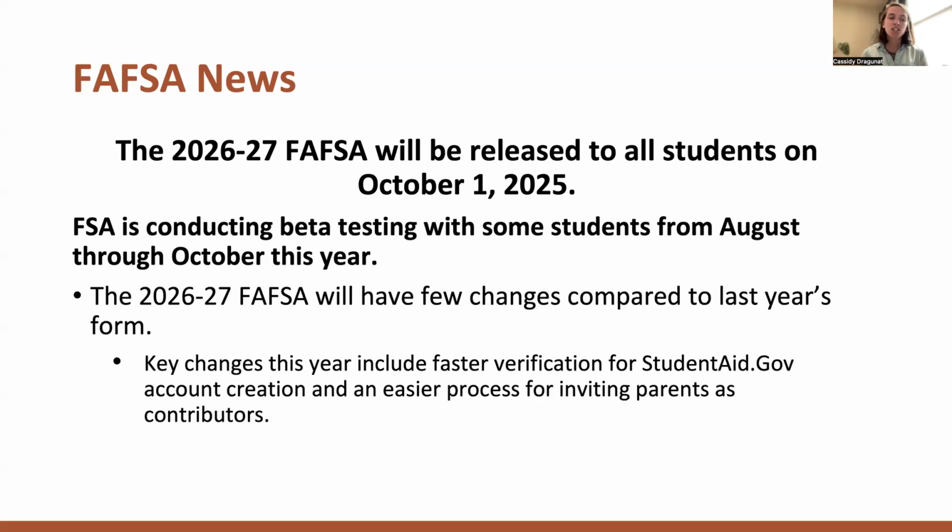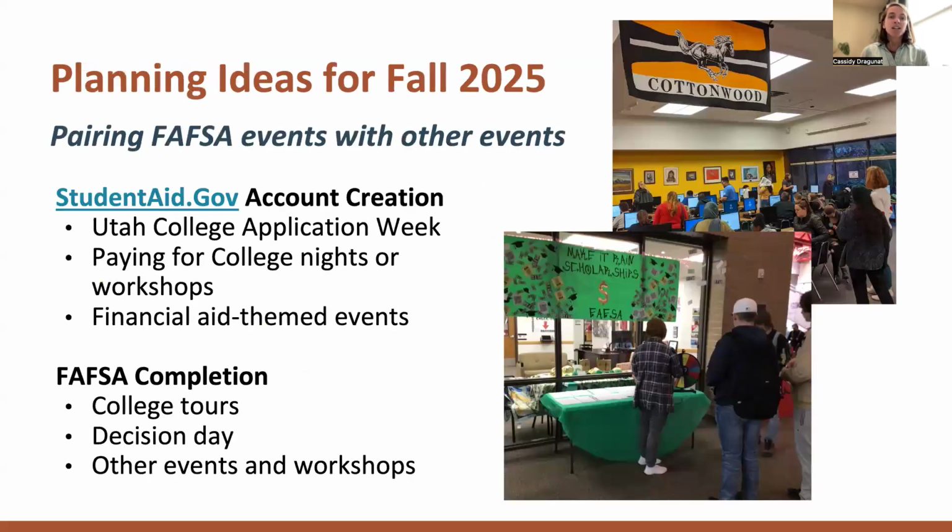The next key change is an easier process for inviting contributors to the form. A lot of times for high school seniors, that's parents, but for adult students, that may be inviting a spouse. And so we won't be talking about that process today, but tune in to our part 2 deep dive of the FAFSA training if you're interested in learning more about that process, as well as a full walkthrough of the FAFSA.